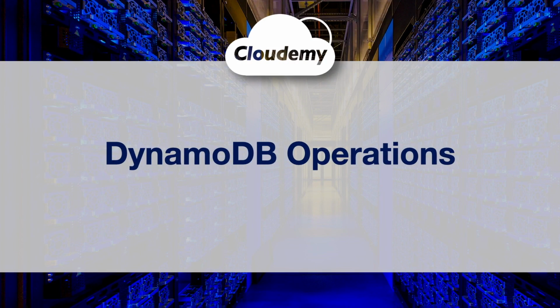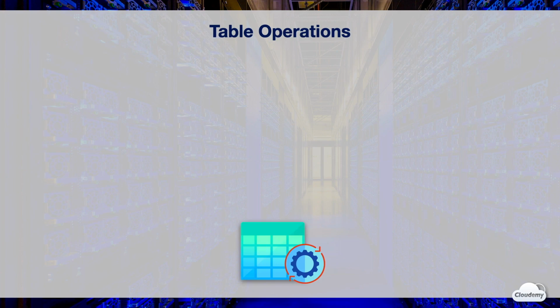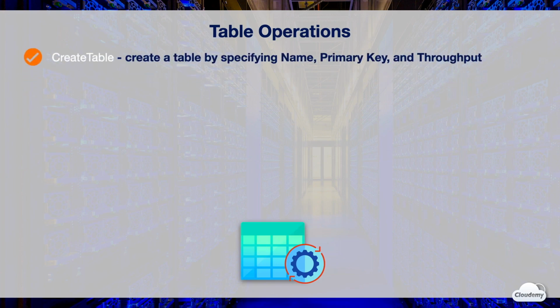In this episode, we're going to look at different operations in DynamoDB. DynamoDB lets you manage tables with a number of table operations. The CreateTable operation allows you to create a table by specifying a table name, a primary key and throughput settings.